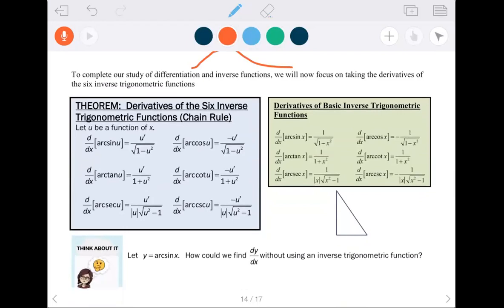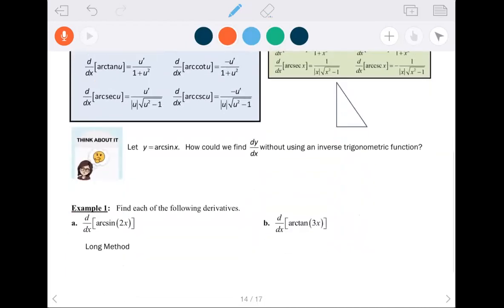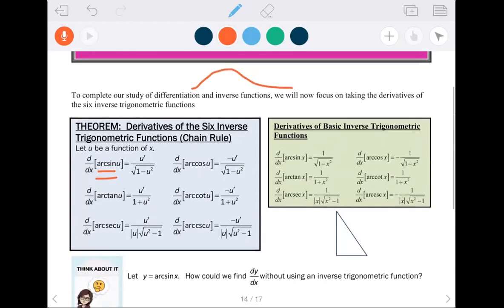Now, if you don't have a good memory, I'll try to give you some tricks for memorizing. I'm going to show you how some of them are derived because sometimes that helps in our memory. But we're going to be taking the derivatives of the inverse trig functions. Now we have to sort of go back to pre-calculus and see if we remember what it means to have inverse trig and what the notation means.